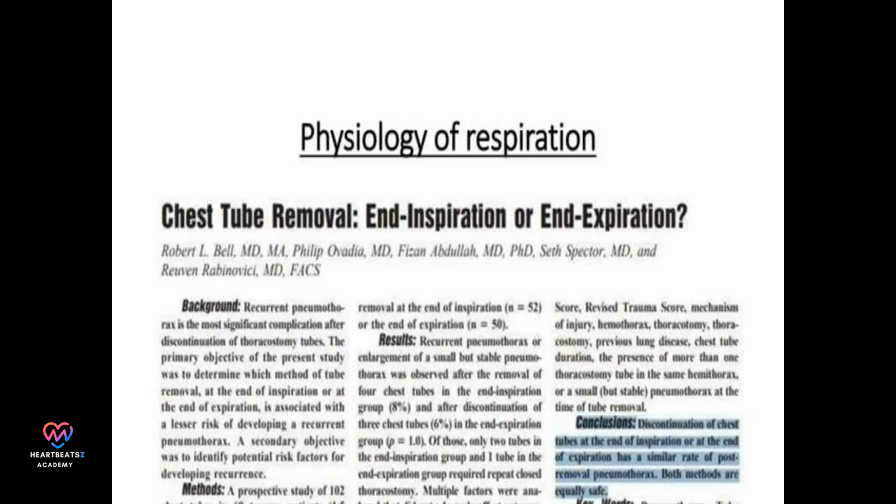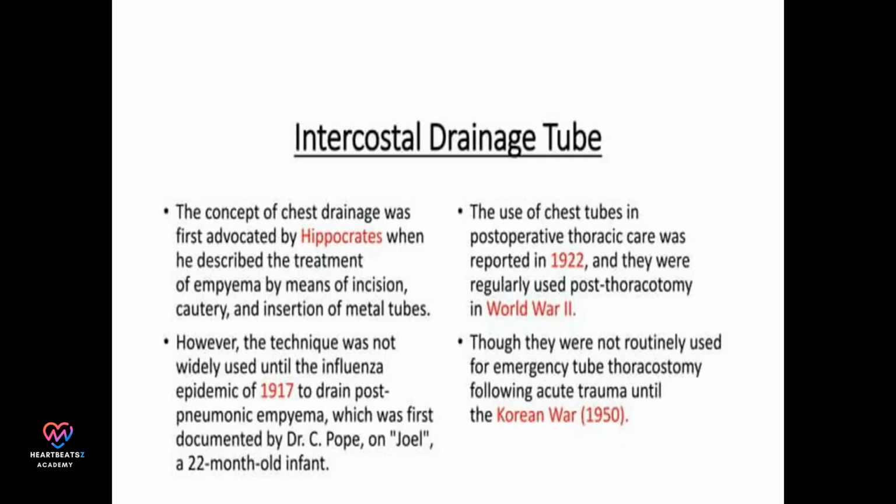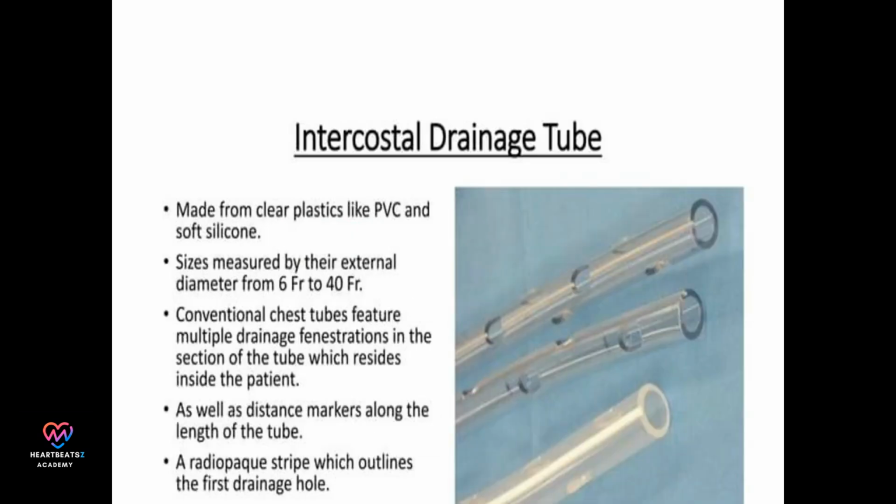The history of intercostal drainage tubes dates back to Hippocrates and has evolved significantly over time. Modern intercostal drainage tubes are made from PVC and silicone, featuring multiple drainage fenestrations and radiopaque stripes.